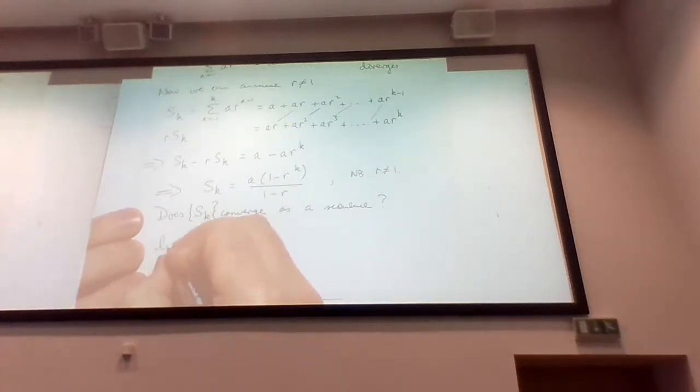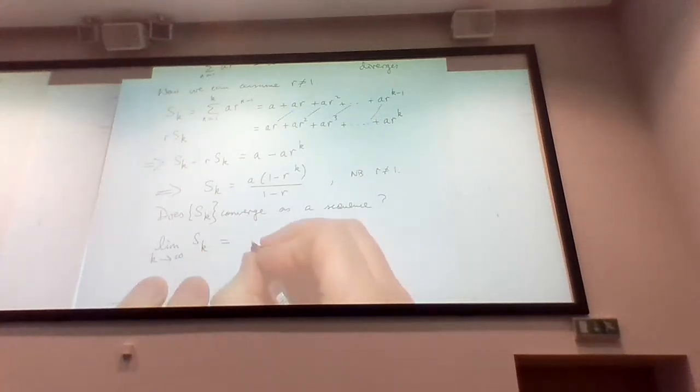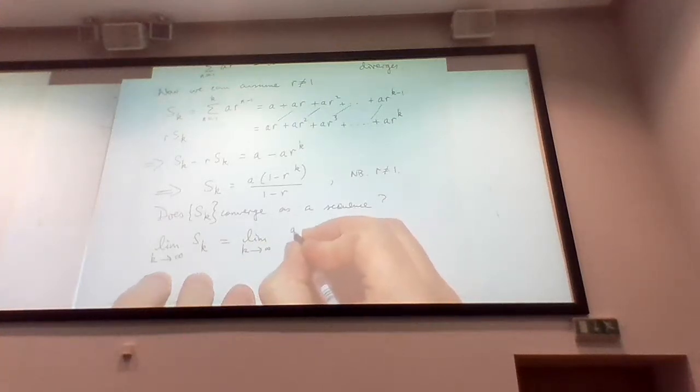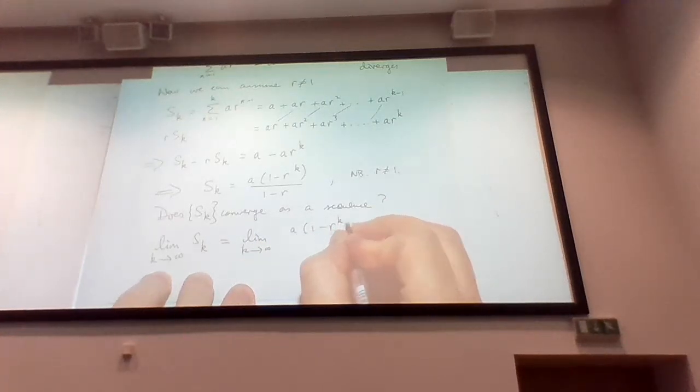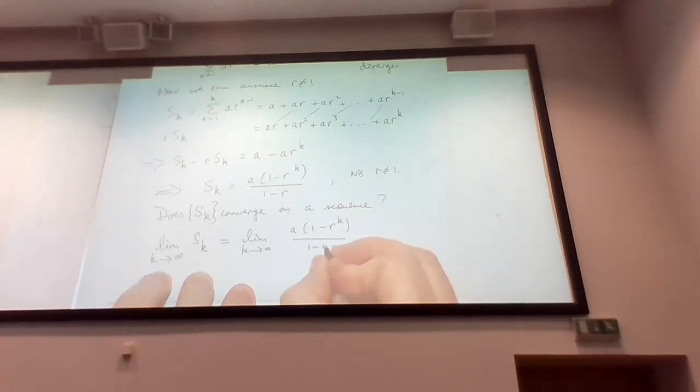Well, using our algebra of limits theorem for sequences, and this is good, we should always be on the lookout for reusing our results, making use of the theory that we've gone to the trouble of proving. And we can do that here now. The limit of S_k is the limit as k goes to infinity of a times 1 minus r to the k over 1 minus r.